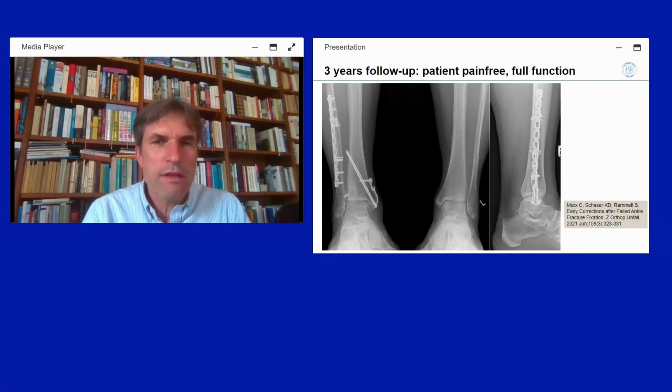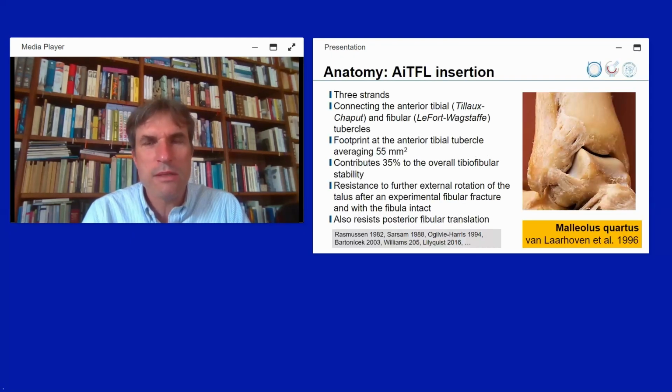And this is the patient 3 years later. The ankle mortise still looks good. Probably this would not have been the case with an unstable and incongruent mortise. So this is the anatomy of it. The anterior tibiofibular ligament is a very strong one. According to some biomechanical studies, it contributes most to overall syndesmotic stability, more than the posterior ligament.